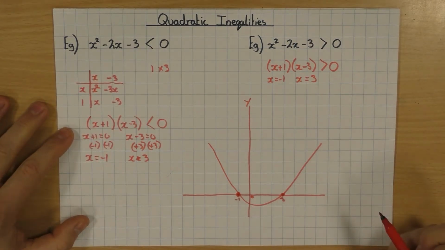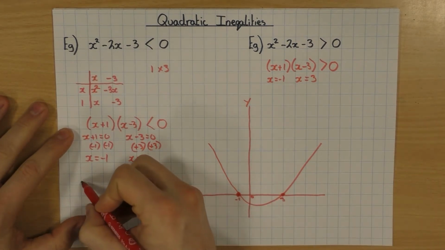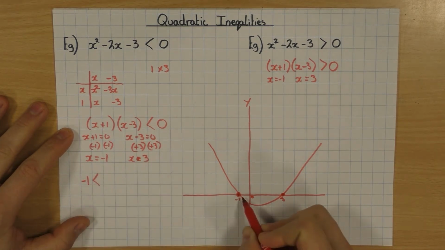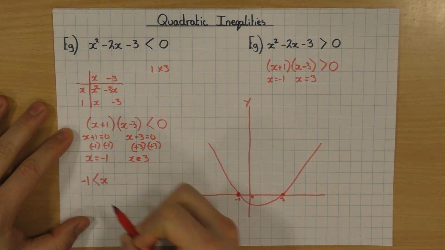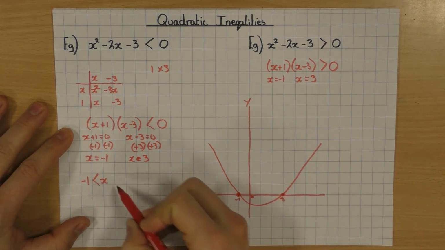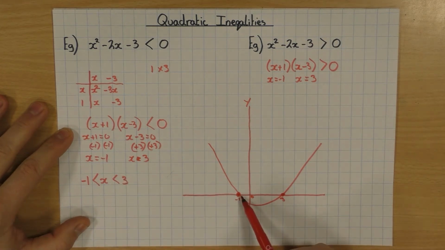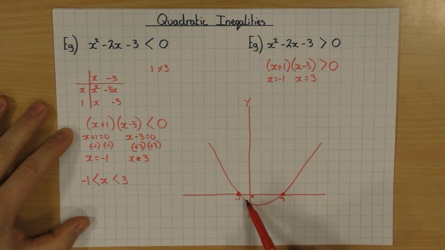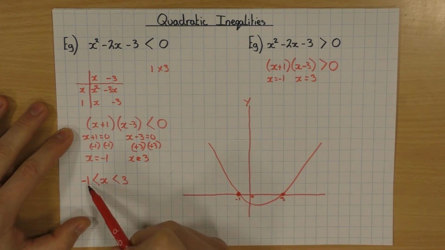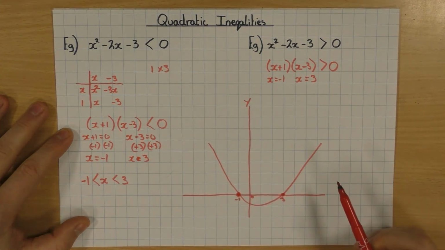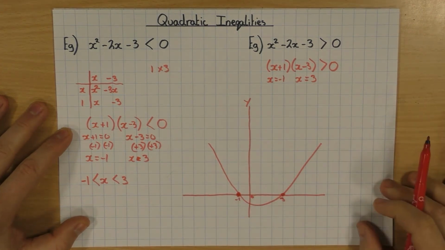Okay, so that's how you then need to write your inequality. So if I have minus 1, x needs to be greater than minus 1 because it needs to be bigger than minus 1. However, it needs to be less than 3. Okay, so we're saying that any value x between minus 1 and 3 will satisfy when the quadratic is less than 0.